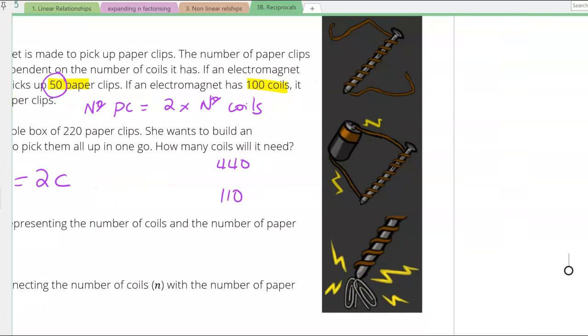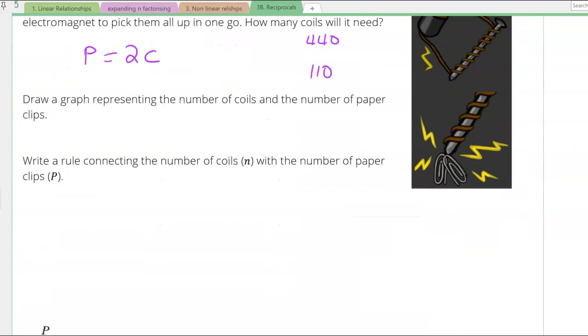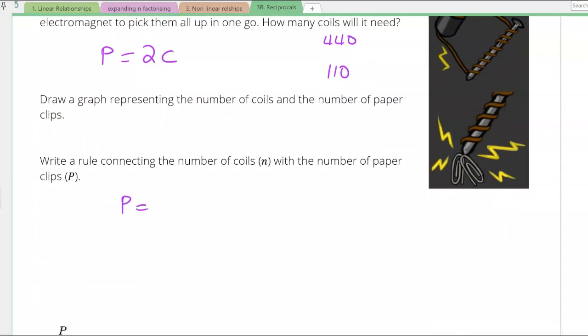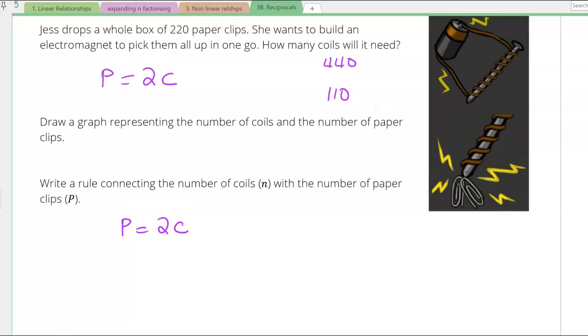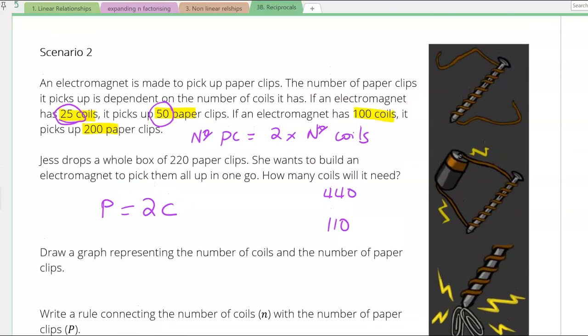Well, there's the rule. I've already gone ahead and done it. Sorry. P equals 2 times C. So for every coil we have, we pick up 2 paper clips. We could have looked at this rather than the connection. Probably didn't need to give you both. I gave you both pairs just to show you that direct proportion relationship, that one is half the other or one is double the other, depending on how you look at it. So it is easier to say the number of paper clips is twice the number of coils.